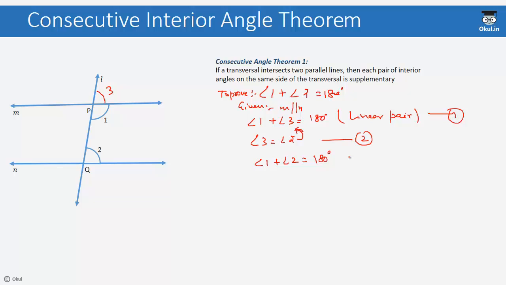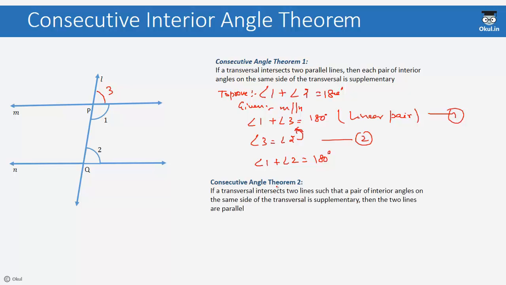This theorem 2 states that if a transversal intersects two lines such that a pair of interior angles on the same side of the transversal is supplementary, then the two lines are parallel. So here what we need to prove is that M is parallel to N, and it is given that angle 1 plus angle 2 is equal to 180 degrees.